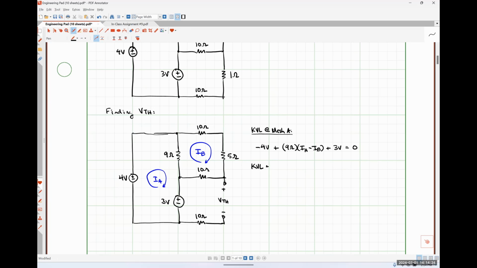And KVL at mesh B is going to look like 9 ohms times (IB minus IA) plus, so I've got 10 ohms, 5 ohms, and a 10 ohms, and they're all in series. So I'm just going to add those together and say 25 ohms times IB is equal to 0. And then I'm going to solve that system. So give me just a moment to do that.